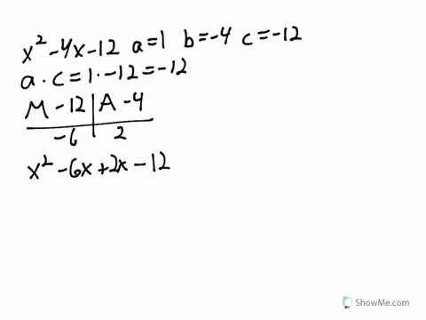So now we have 4 terms. And what we learned in the last module is that when we have 4 terms, we can factor by grouping. And that's exactly what we're going to do here. So our last step is to factor by grouping.